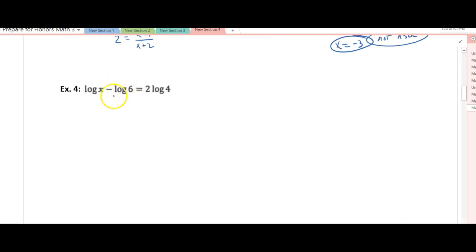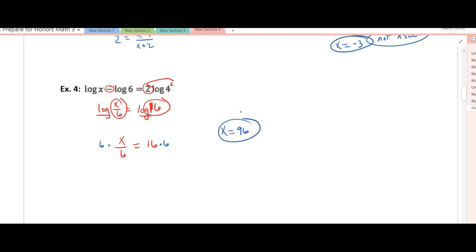And the last example here. I see subtraction, so I'm going to rewrite this as log of x over 6 equals, if this 2 is out in front, I'm going to bring it up and make it an exponent. And 4 squared would give me 16. So now, if I have a log with the same base equal to a log with the same base, these have to be equal to each other. So x over 6 equals 16. How do I solve for x here? Multiply by 6, and x is equal to 96.